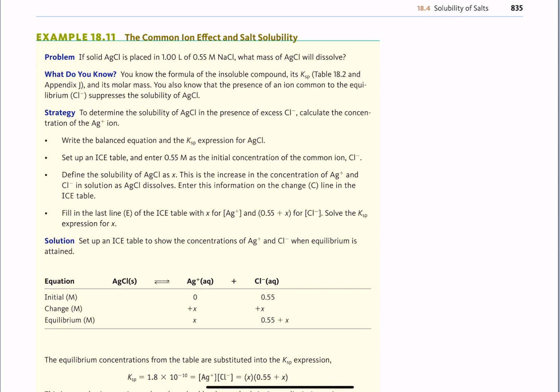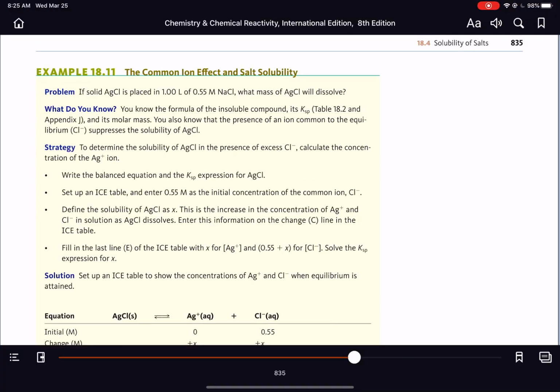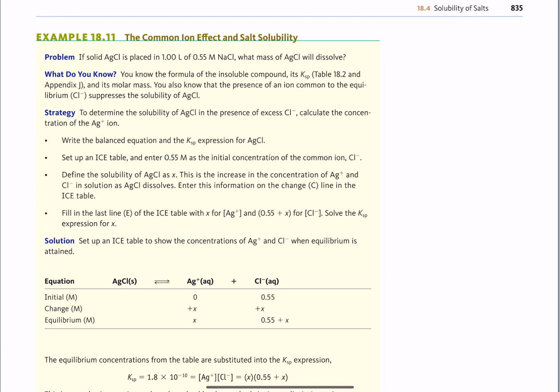Let's take a look at problem example 18.11. We have some solid silver chloride. We put it in 1 liter of salt water. The concentration of that sodium chloride is 0.55 molar. The question says, determine the solubility of silver chloride in the presence of excess chloride.